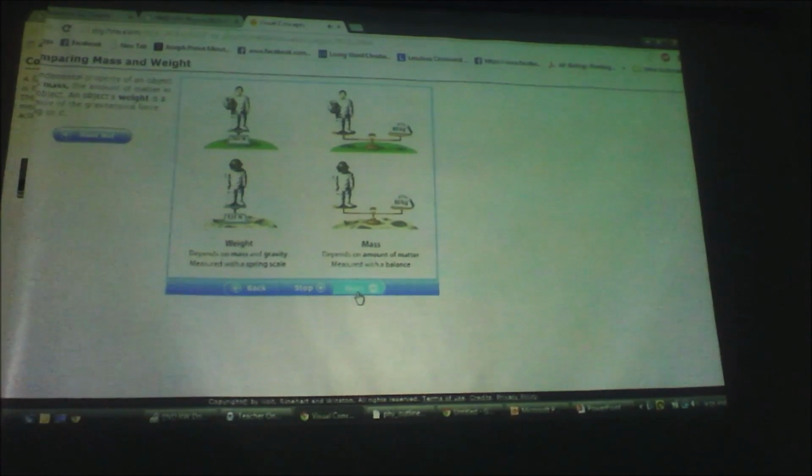For example, consider an astronaut who has a mass of 80 kilograms. On Earth, this astronaut weighs 784 newtons, but on the moon's surface, where the force of gravity is only 1.6 meters per second squared, the astronaut weighs 131 newtons. The astronaut's mass, however, remains the same on Earth or the moon.